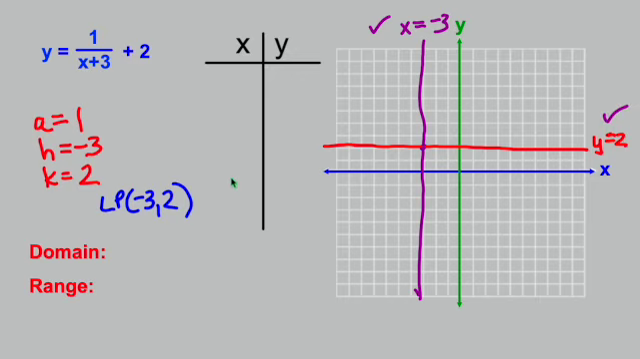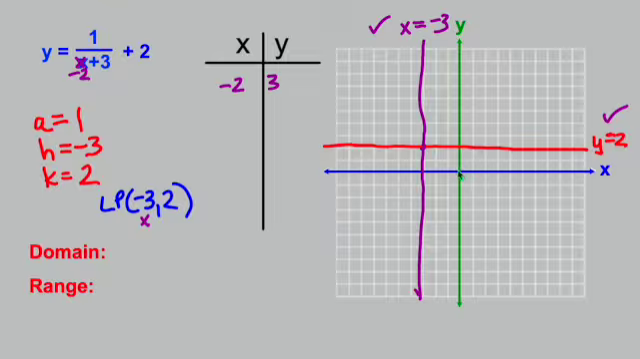And then in terms of points, what I'm going to do is, if my x value here is -3, I'm going to go one higher, at -2. And if I were to put in -2 right here, -2 plus 3 is 1. 1 divided by 1 is 1, plus 2 is 3. So I'm going to go to (-2, 3). So here's (-2, 3). Put a point right there.